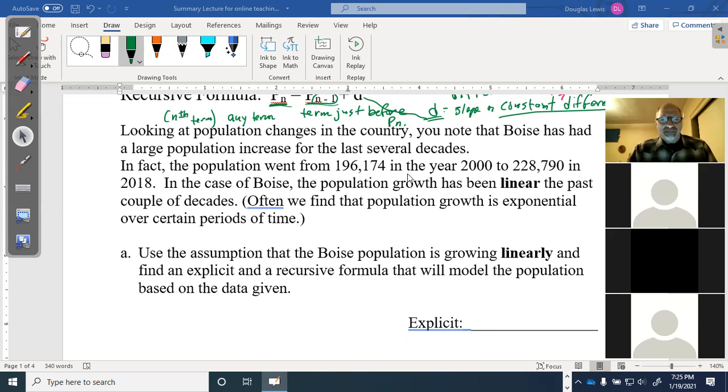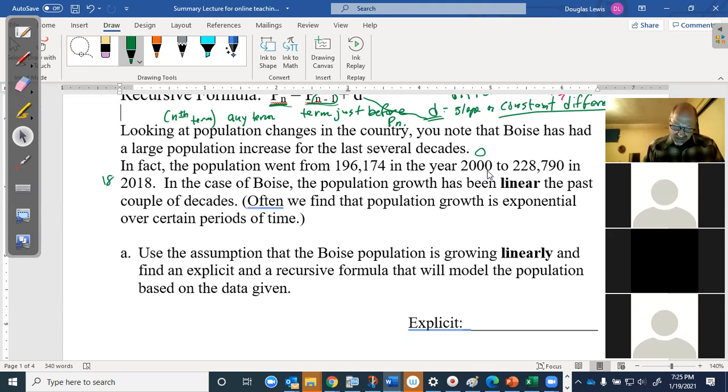So I'm going to call the year 2000 year 0. That's going to be my starting point. And that means 2018 is going to be year 18. I'm not going to worry about the 2018 and the 2000. I'm going to say in year 0, the population was 196,174. And 18 years later, it was 228,790. Now remember, D is like the slope.